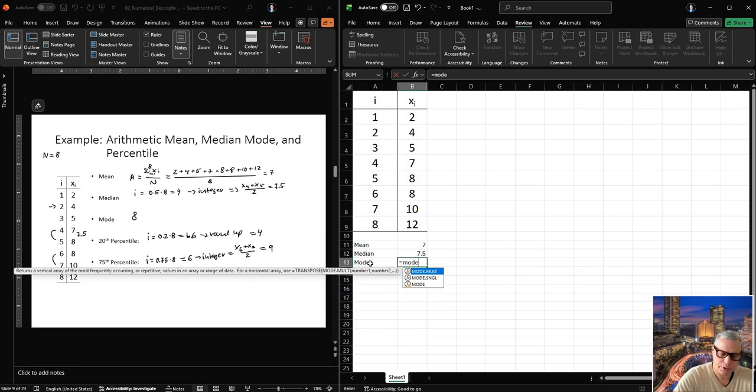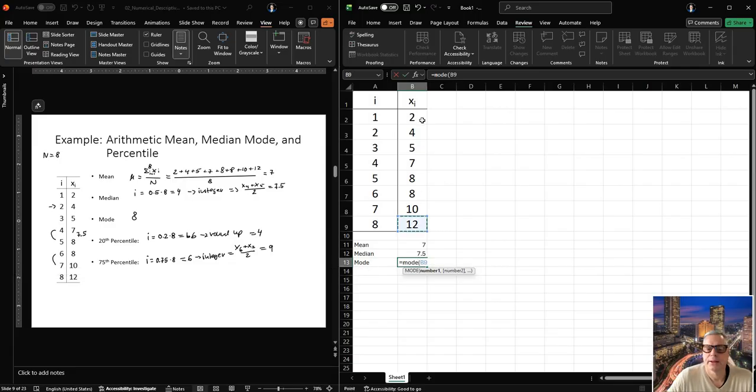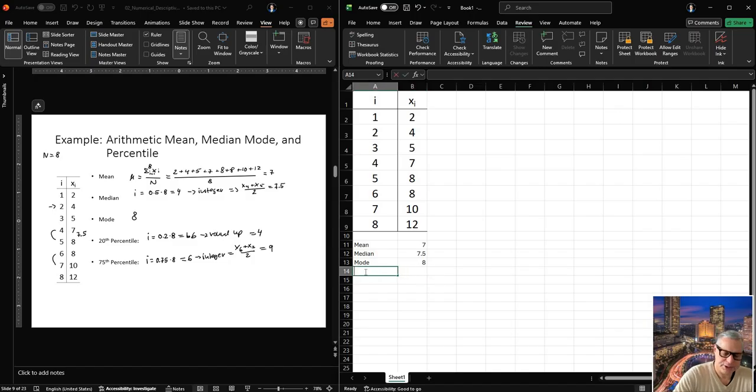What about the mode? Equals mode, that's the formula. And then we get 8.